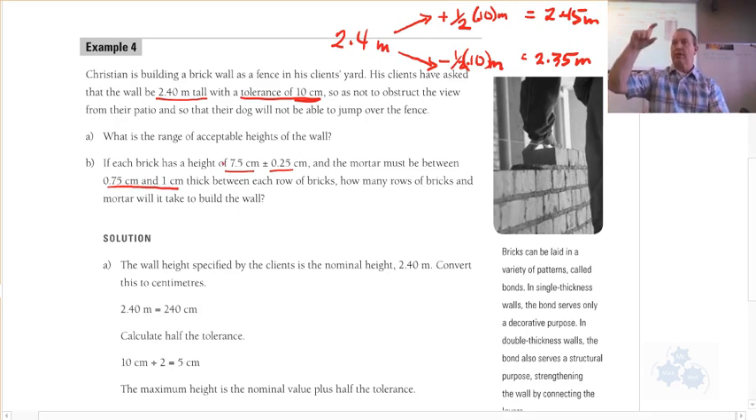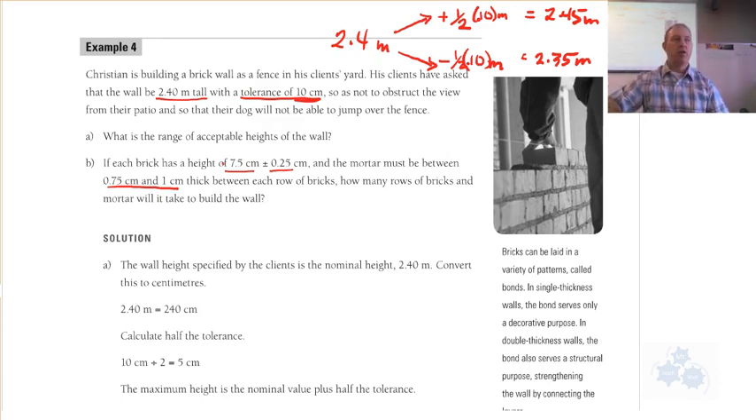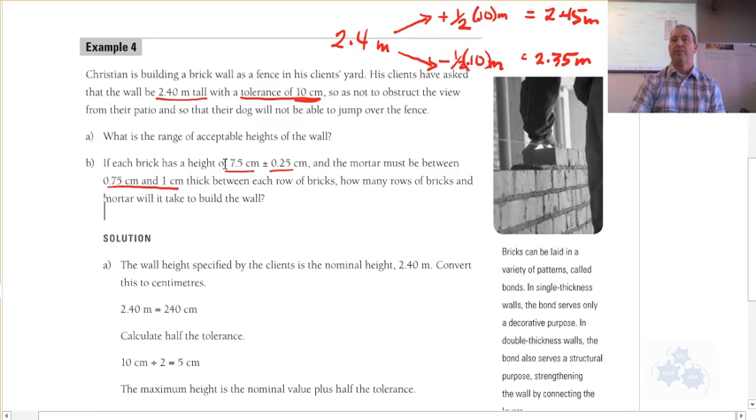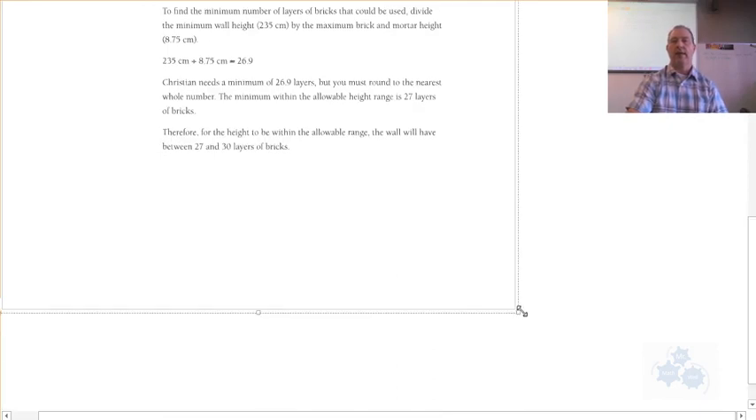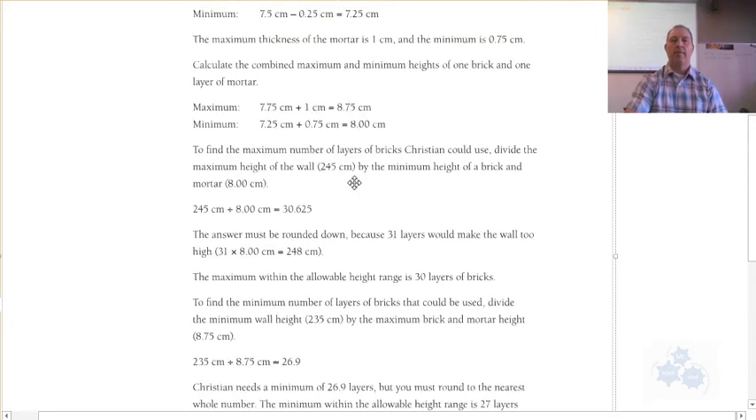We have bricks and we have mortar. You're going to start with the brick, you're going to put some mortar. You're going to have another brick, you're going to put some more layer of mortar. Brick, mortar, brick, mortar, brick, mortar. So you have to figure out how many bricks would fit that would land somewhere in that range. Okay? So you could do this a number of different ways. You could just draw it out. You could make a sketch and do it that way.